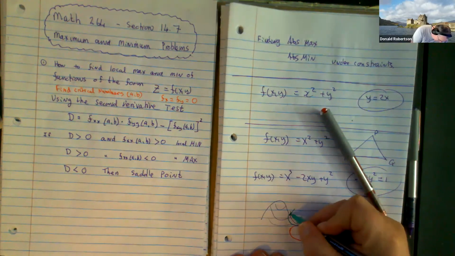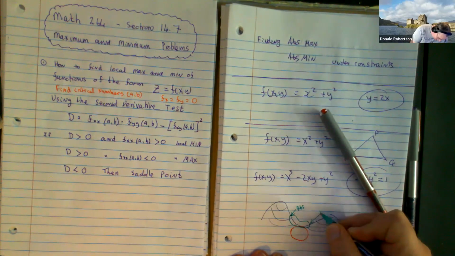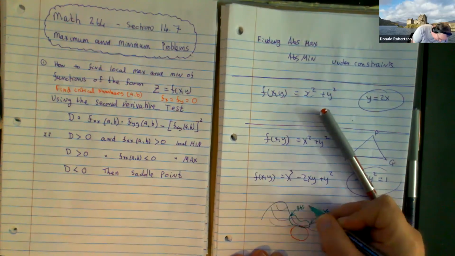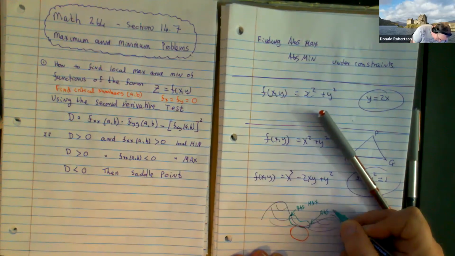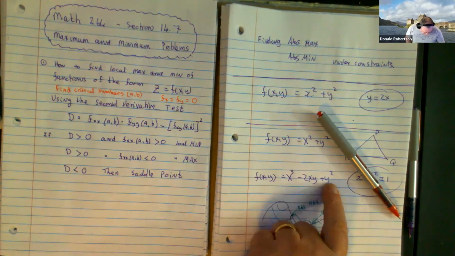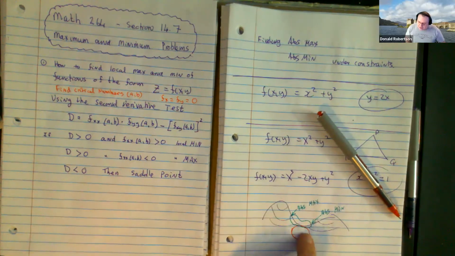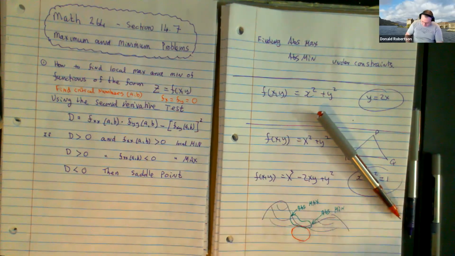That guy there is the absolute max. And this guy here is the absolute min. So we're talking about what is the biggest value of this expression, the highest up, and what's the lowest down, subject to a constraint. So you go on the floor.